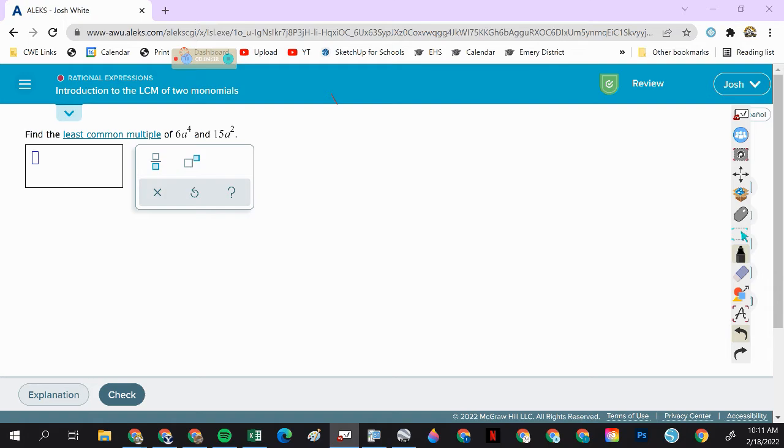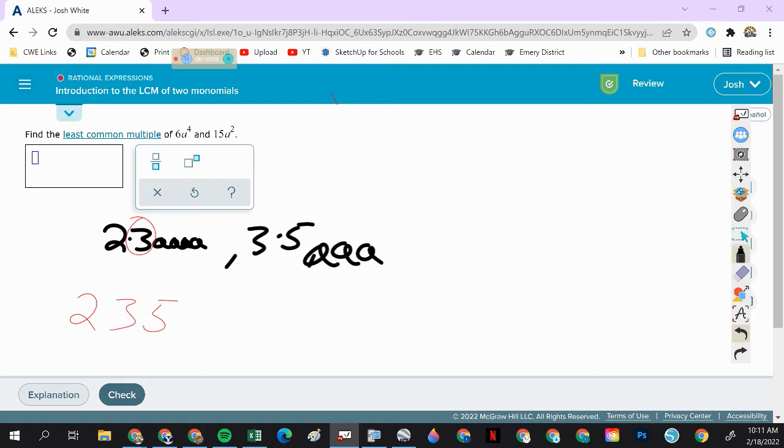Okay. What is the least common multiple of 6a to the 4th and 15a squared? So 6 would be 2 times 3 a, and 15 is 3 times 5 a. So what is going to go in my common denominator? A 2. What's the largest set of 3s? A single 3 and a 5.